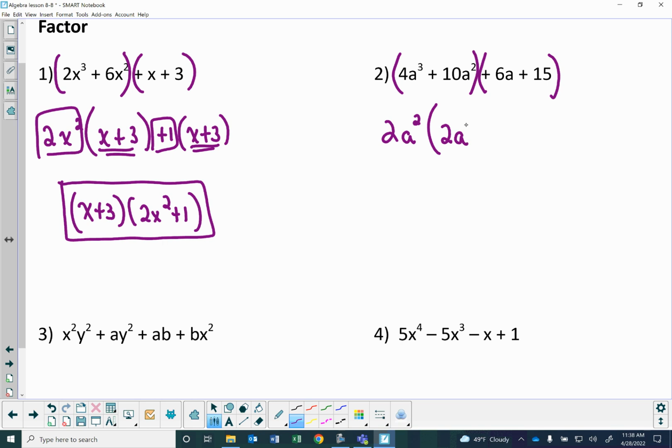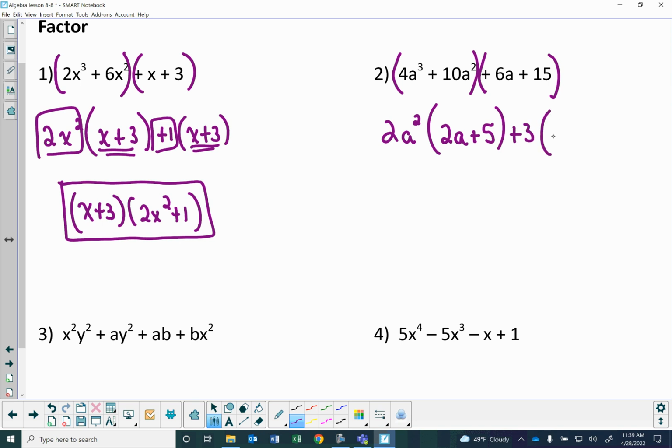10a squared divided by 2a squared. 10 divided by 2 is 5. A squared divided by a squared just goes away. It's 1, and 1 times 5 is 5. Out of 6a plus 15, I can take out a 3.